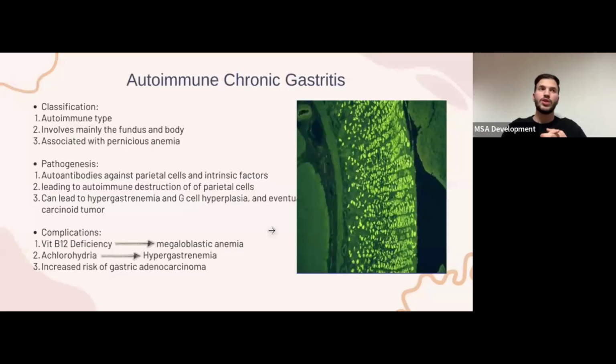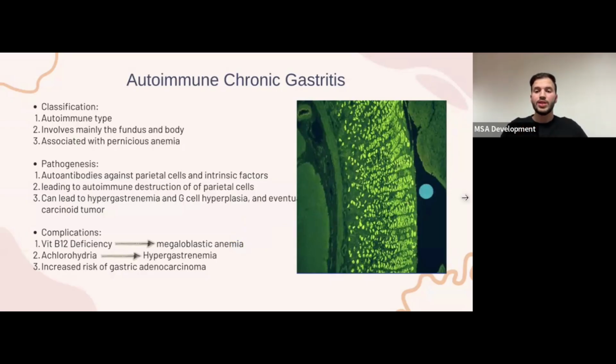So what complications can we have from autoimmune chronic gastritis? First of all, we may have vitamin B12 deficiency leading to megaloblastic anemia. Then we can have achlorhydria, as you mentioned, because the parietal cells usually produce the hydrochloric acid, so we won't have hydrochloric acid anymore. So we'll have hypergastrinemia, and we'll have an increased risk of gastric adenocarcinoma.